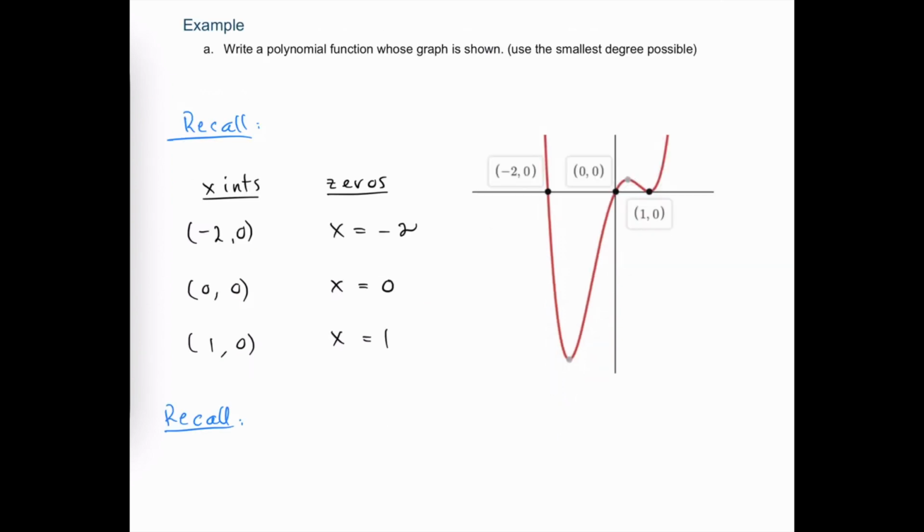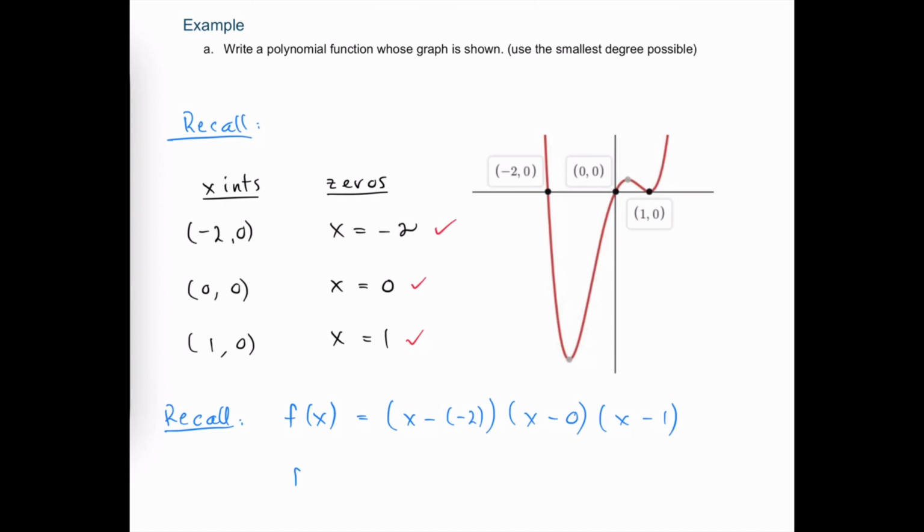Let's also recall that when we have a 0 of a polynomial, we know that x minus that 0 must have been a factor of the polynomial. So since -2 is a 0 of the polynomial, we know that x minus -2 must have been a factor. Since 0 is a 0 of the polynomial, we could say x minus 0 is a factor. And since 1 is a 0 of the polynomial, we can say that x minus 1 is a factor.